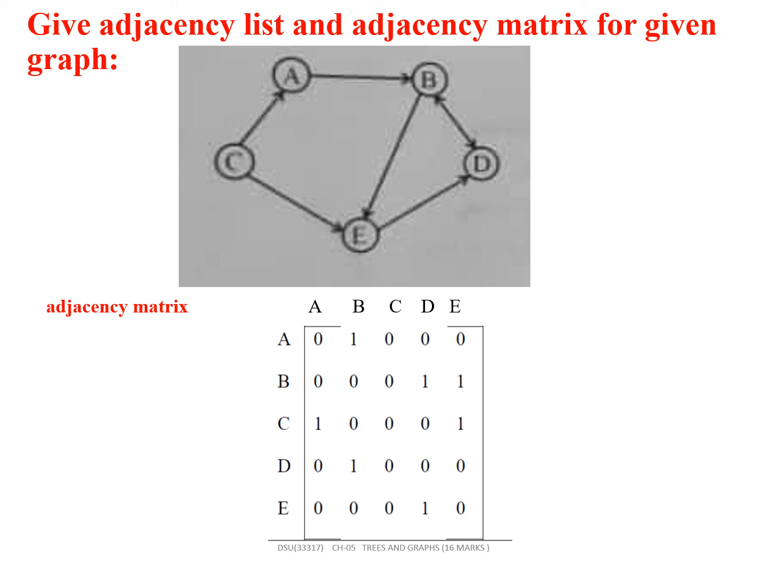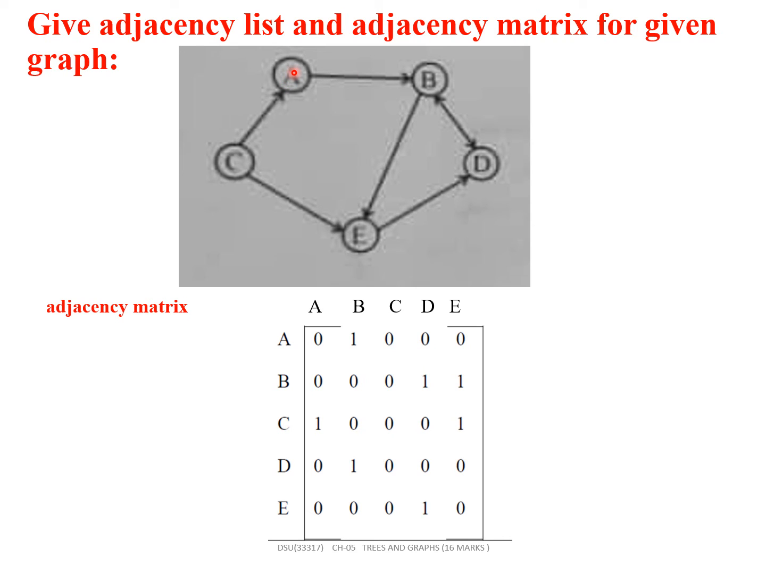Now, this is one example. Give the adjacency list or adjacency matrix for a given graph. This is the graph with nodes A, B, C, D, and E. First we will draw the adjacency matrix. We have to write A, B, C, D, E in the column form and A, B, C, D, E row-wise. Now this is the directed graph.